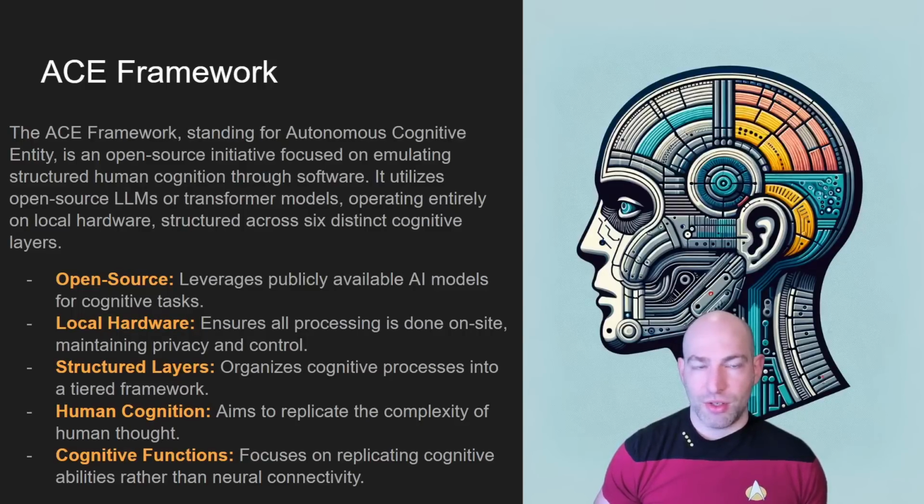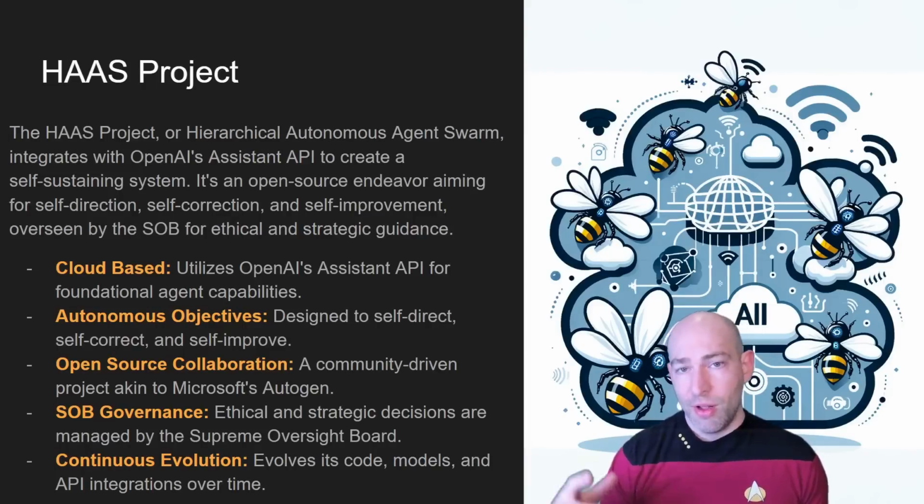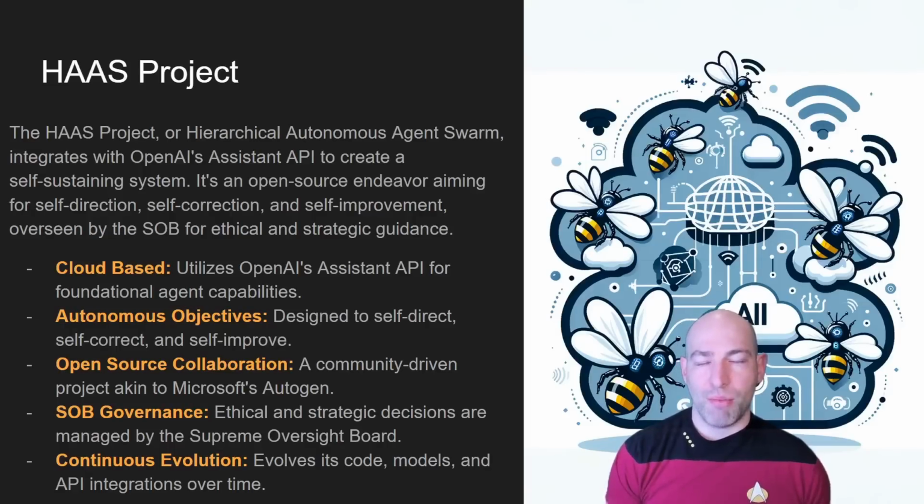And then the Hos Project, the Hierarchical Autonomous Agent Swarm. The Hos Project is an evolution of the ACE framework, but rather than being a little bit more monolithic, this is cloud-based, and it's also going to be probably container-based. The idea here is that we'll use the latest and greatest models, such as the Assistant API by OpenAI, to rapidly instantiate dozens, if not hundreds or thousands of agents.